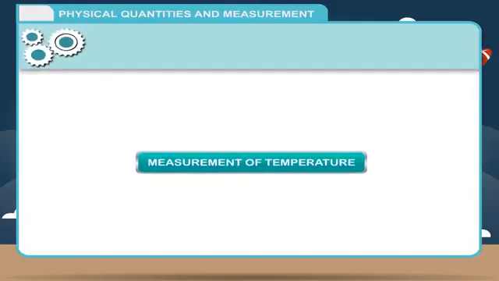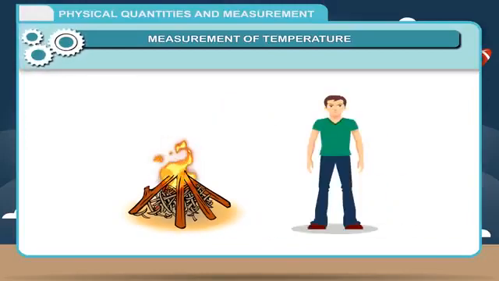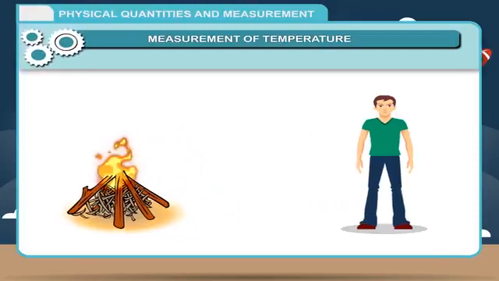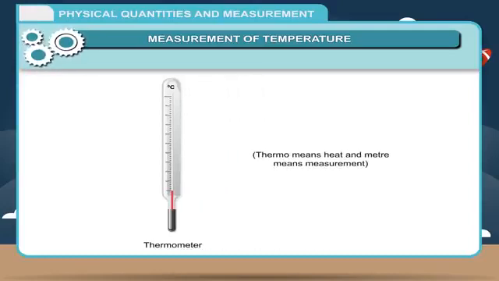Measurement of temperature. Temperature is defined as the degree of hotness or coldness of a body. We can feel the effect of heat when we sit near a hot body. The instrument which is used to measure the temperature of a substance is called a thermometer. Thermo means heat and meter means measurement.